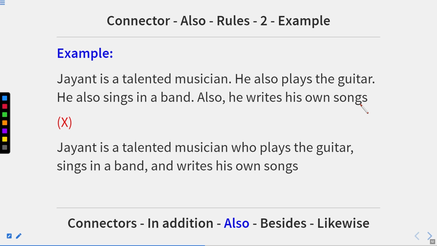The correct structure is: Jayant is a talented musician who plays the guitar, sings in a band, and writes his own songs. So this sentence can be written in this manner as well, and that will make the sentence absolutely correct, because here we are not using the word also many times. In fact, we are not using this word in the sentence. Instead, we are making the sentence very much clear, as you can see over here as well.